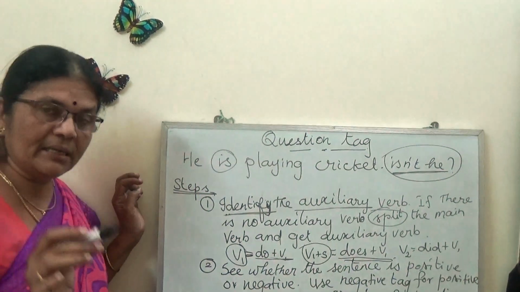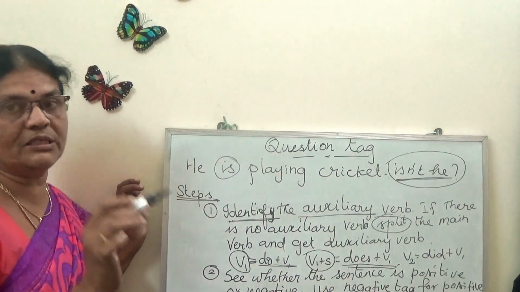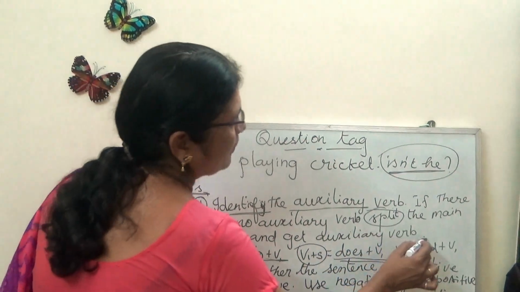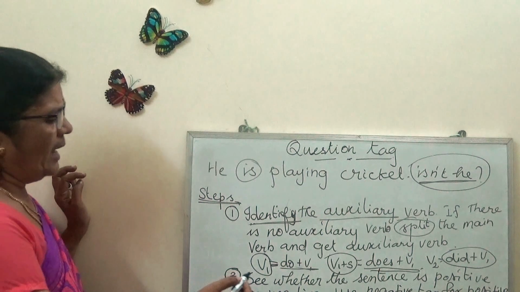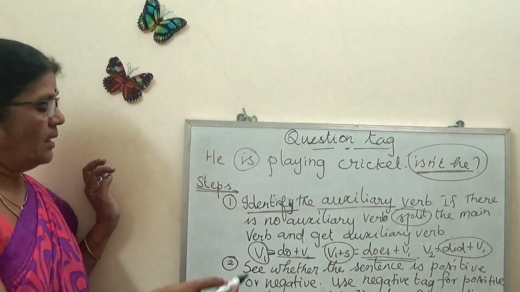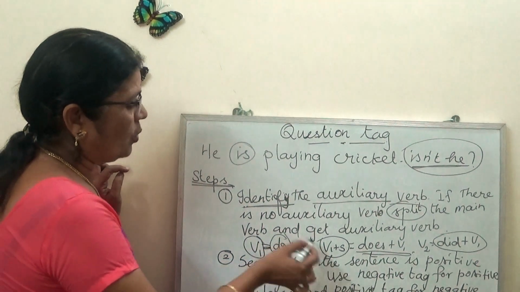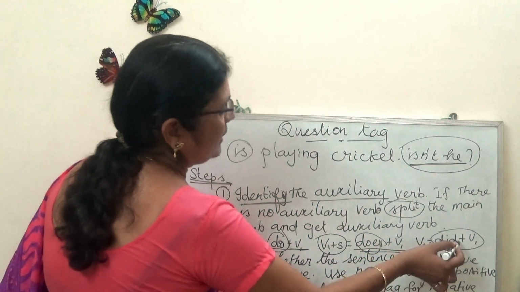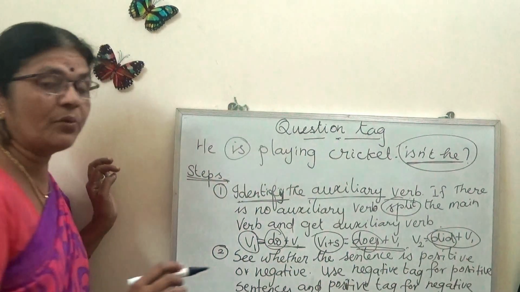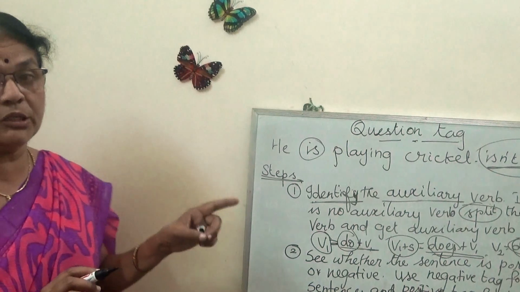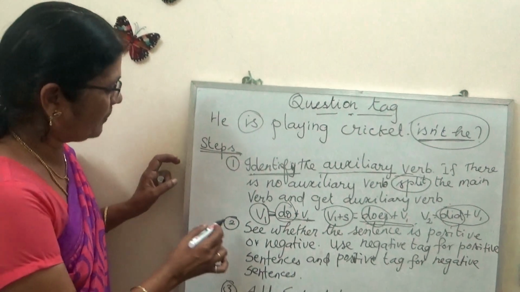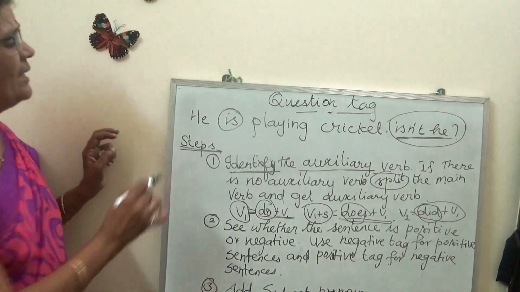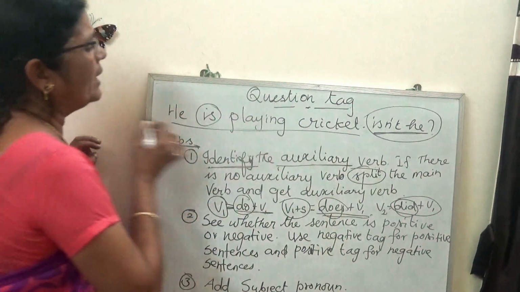And if the given verb is V2, it should be split as did plus V1. Then we will get any one of these auxiliary verbs, that is do, does or did. In that way we get the auxiliary verb even if there is no auxiliary verb in the sentence. And step 2 is to see whether the given sentence is positive or negative.